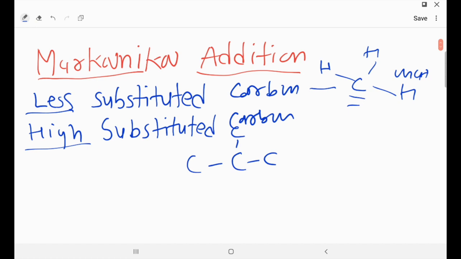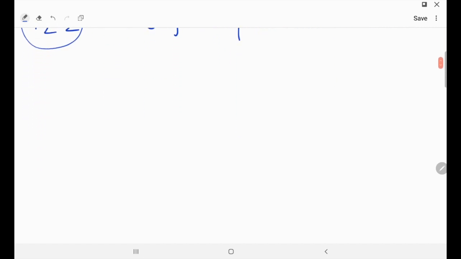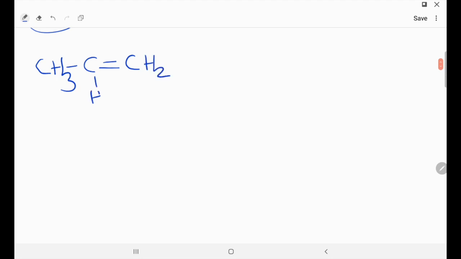And in the last session on anti-Markovnikov addition we saw that H2O2 can be used, or you can also use an organic peroxide. So let's revise with one example. Suppose we take a molecule of CH3, C, here a double bond, here CH2, one H here. This one is known as propene.